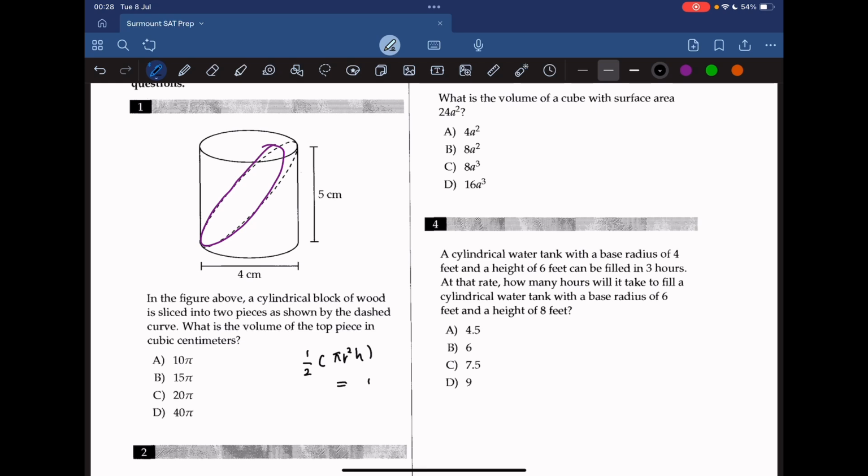And this will give us 1/2 times pi times the radius, which is half of 4 centimeters, so it's 2 squared, times 5. And that'll give us 10 pi, which means A is correct.